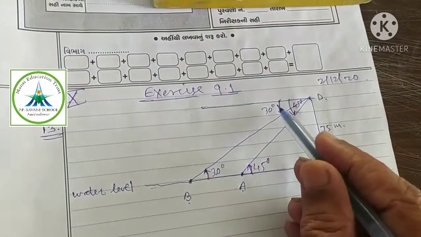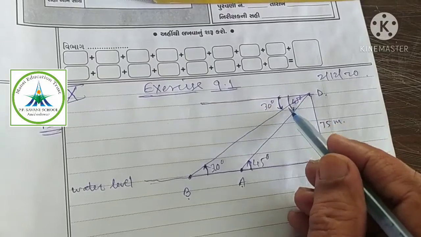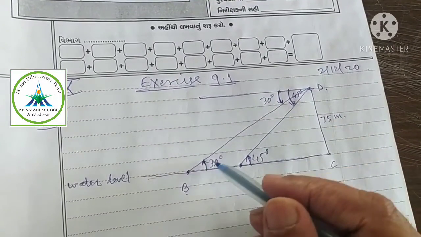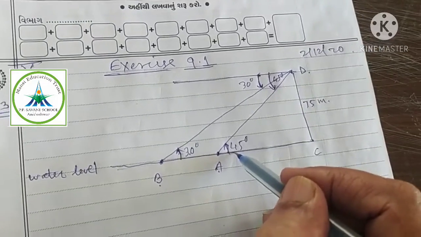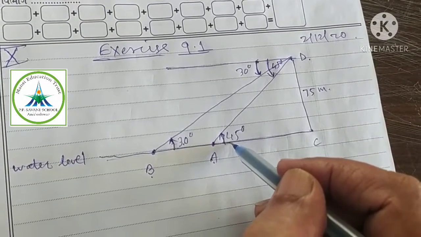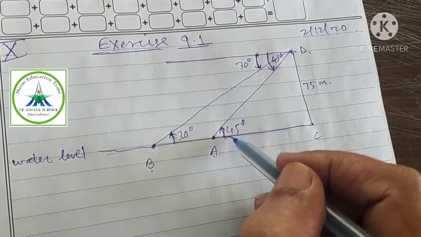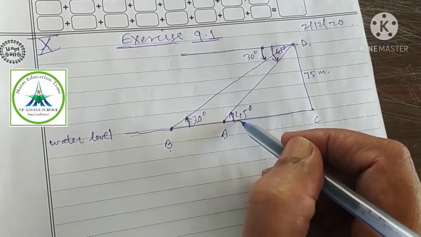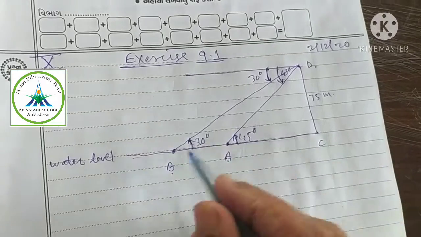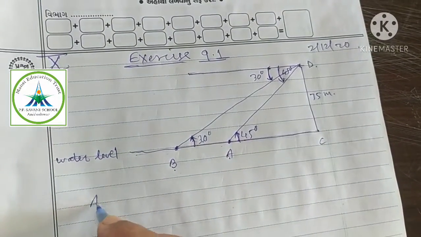Alternate interior angles. Got it? They are giving us angle of depression. So by using the property of alternate interior angles, we can write these angles equal. Okay. Now see, if one ship is exactly behind the other on the same side of the lighthouse, find the distance between two ships. They are asking us AB equal to question mark.